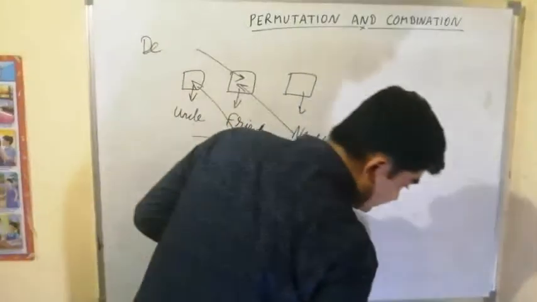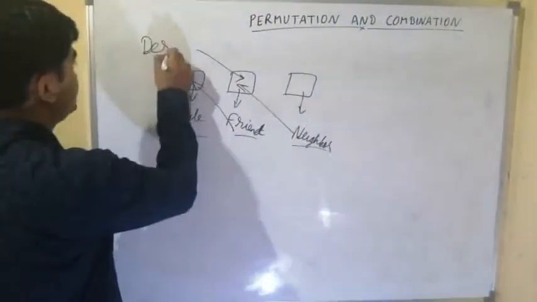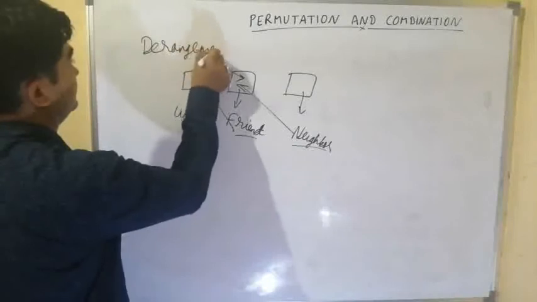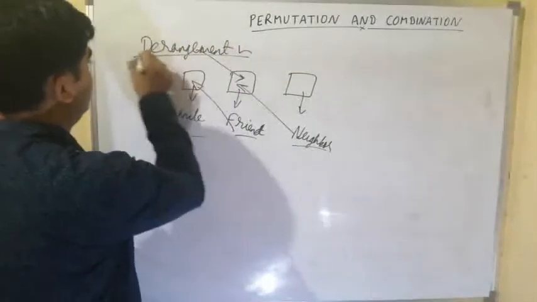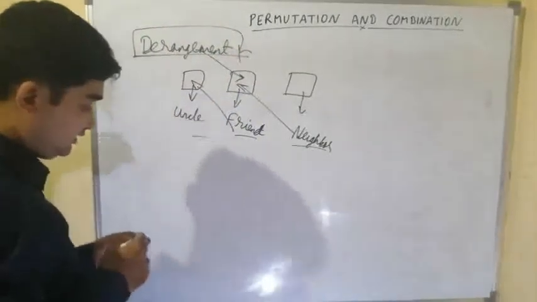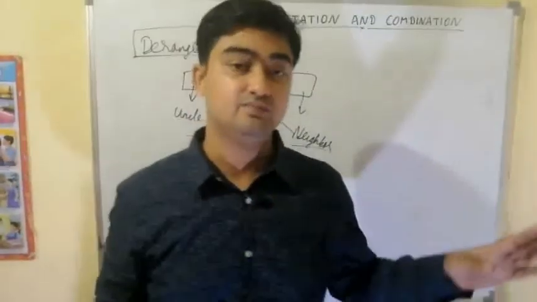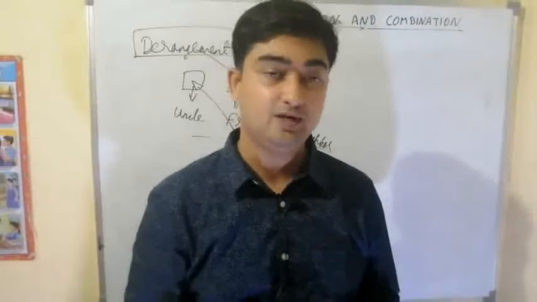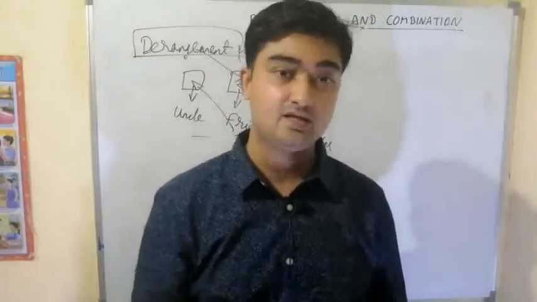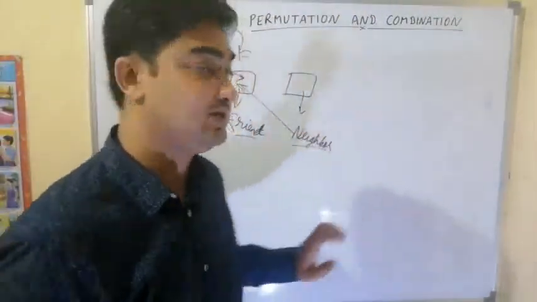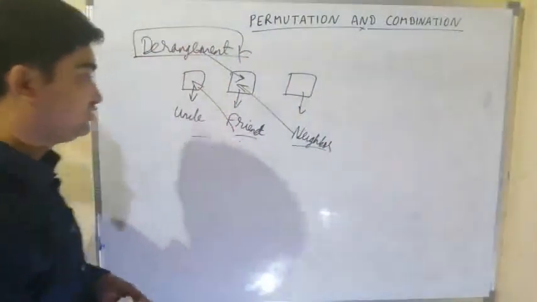Derangement. Derangement means there are n objects and none of them went to the right place. Right place means designated place. Everything went to the wrong place. So that is known as derangement.